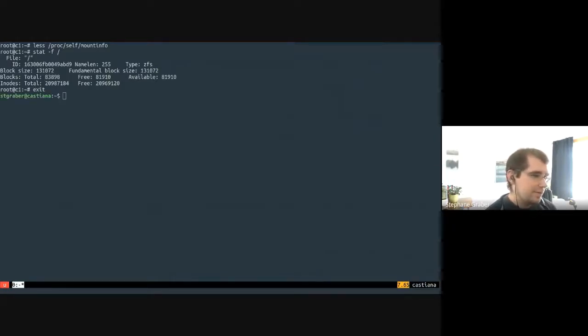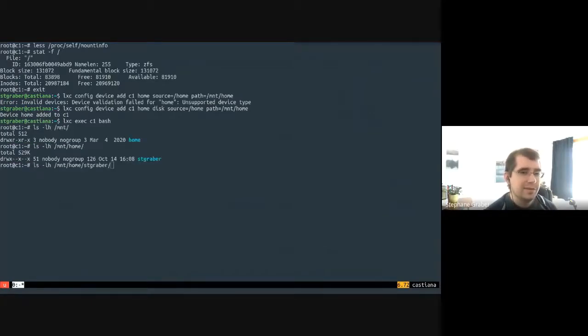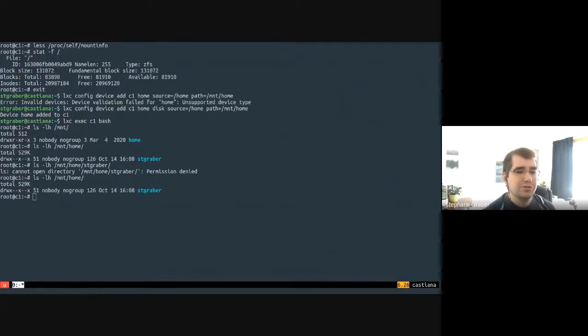Now let's pass my home directory into that container. So we're going to just add a new device called home. The source path is slash home on my host, and I pass that as slash mnt slash home in the container. And I need to specify this as a disk. There we go. Okay. So if I look at slash mnt, it is passed in, but as you can see, I can't access anything. And everything is nobody, no group.